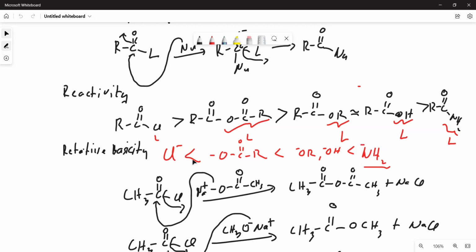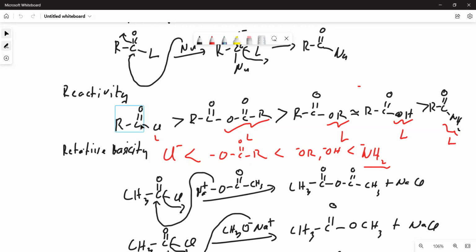And if we're going to assess the basicity of all these, the least basic is the chloride, because it is the base of the conjugate acid, HCl, which is very strong. And if you recall in your inorganic chem, if the acid is strong, its conjugate base is weak. So since it is the weakest base, it is the best leaving group.